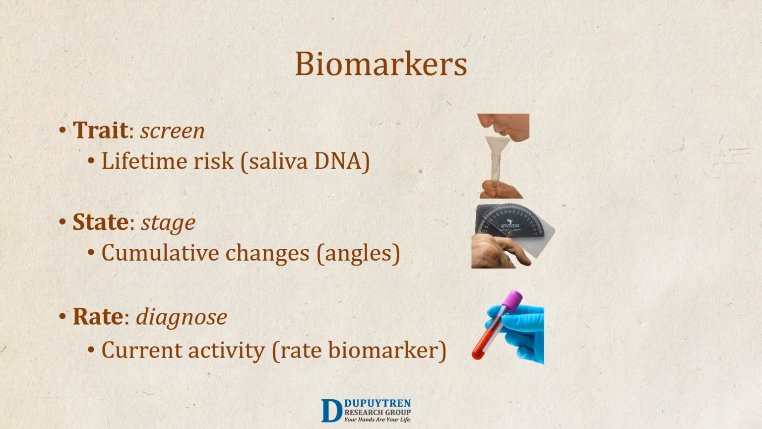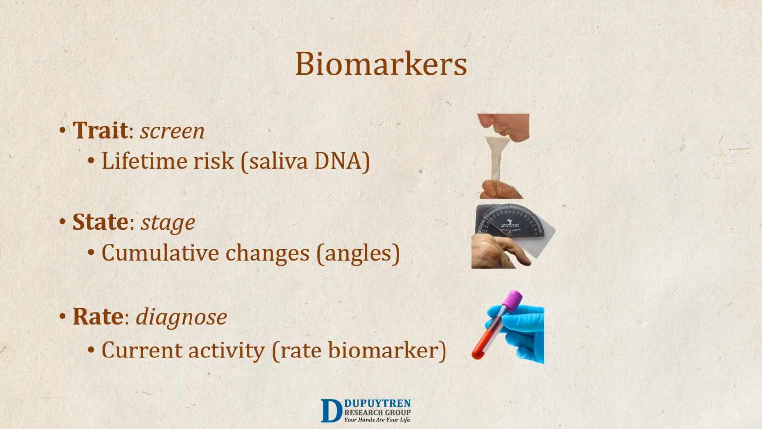There are three common types of biomarkers that relate to Dupuytren disease: trait, state, and rate. A trait biomarker is your lifetime risk of developing a disease, and the common example of a trait biomarker is DNA. Your DNA doesn't tell you whether you have a disease or not. It really just tells you what's on the menu for your life. It doesn't tell you what's actually going to be served.